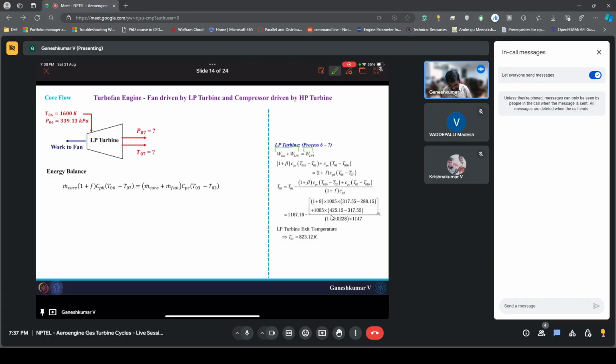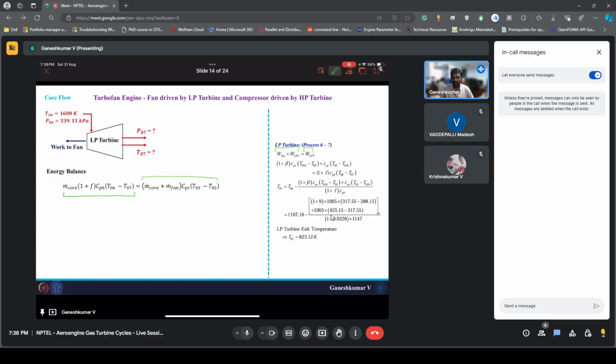This is the work extracted from the LP turbine, you can see from T06 to T07, and this is the work given to the fan. Again, there's one important thing. We are assuming there is a mechanical efficiency of 100%. We are not assuming there are any losses in the spool. There could be losses in the spool also. When you have that, you need to account for that efficiency factor in this energy balance equation.